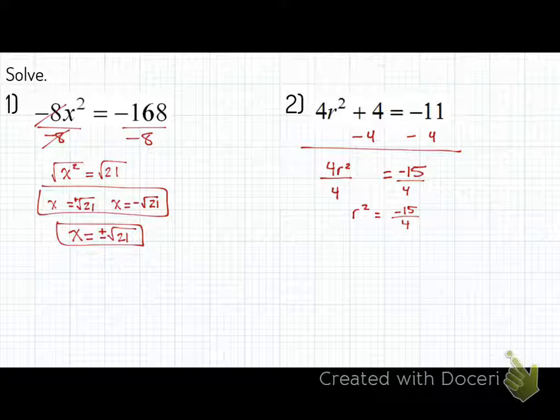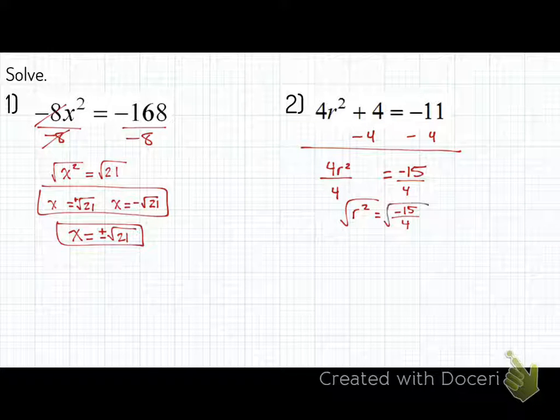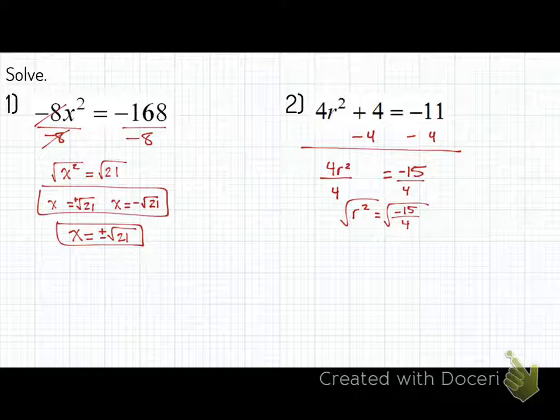Okay? R squared is isolated now, so I'm going to take the square root of both sides. When I do that, I get square root of r squared becomes r. And then remember, I get two answers. I could even write that now, plus or minus the square root of negative 15 and the square root of 4. What's the square root of 4, everyone? 2. So we get r is equal to plus or minus square root of 15 over 2 in the denominator.